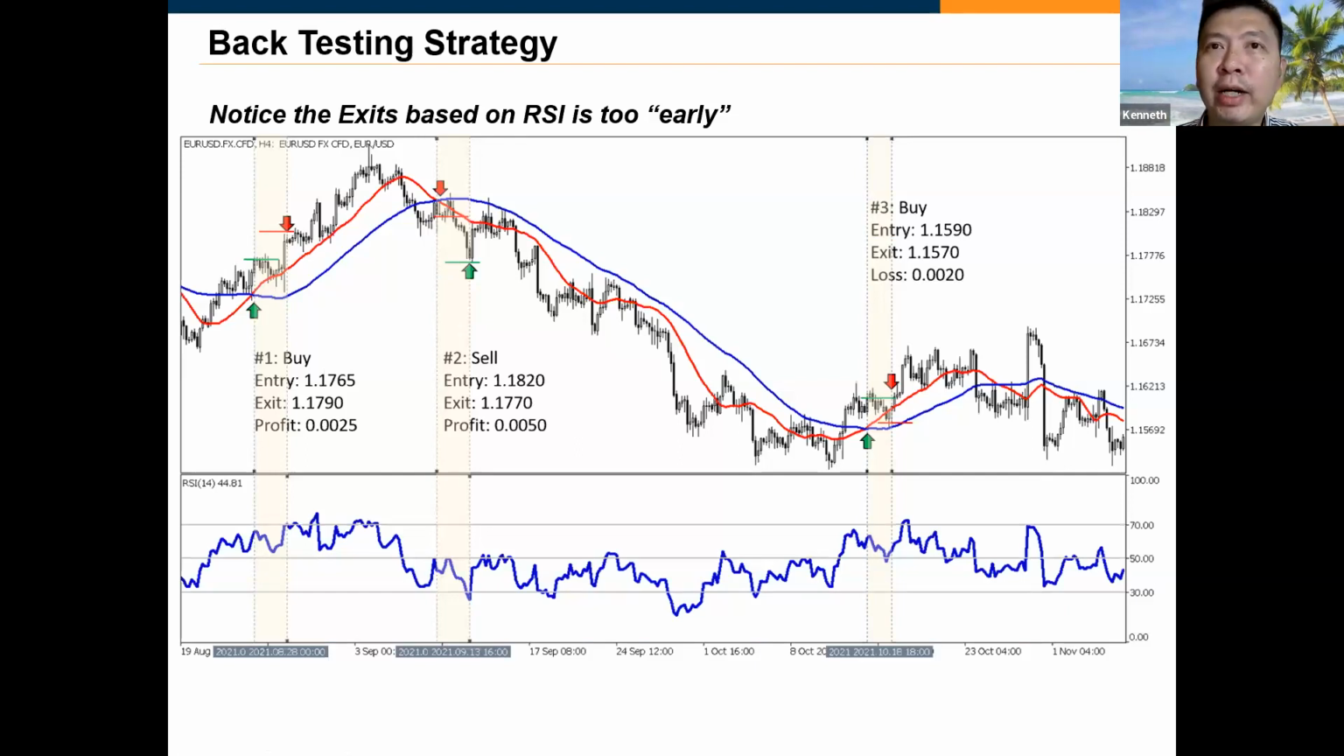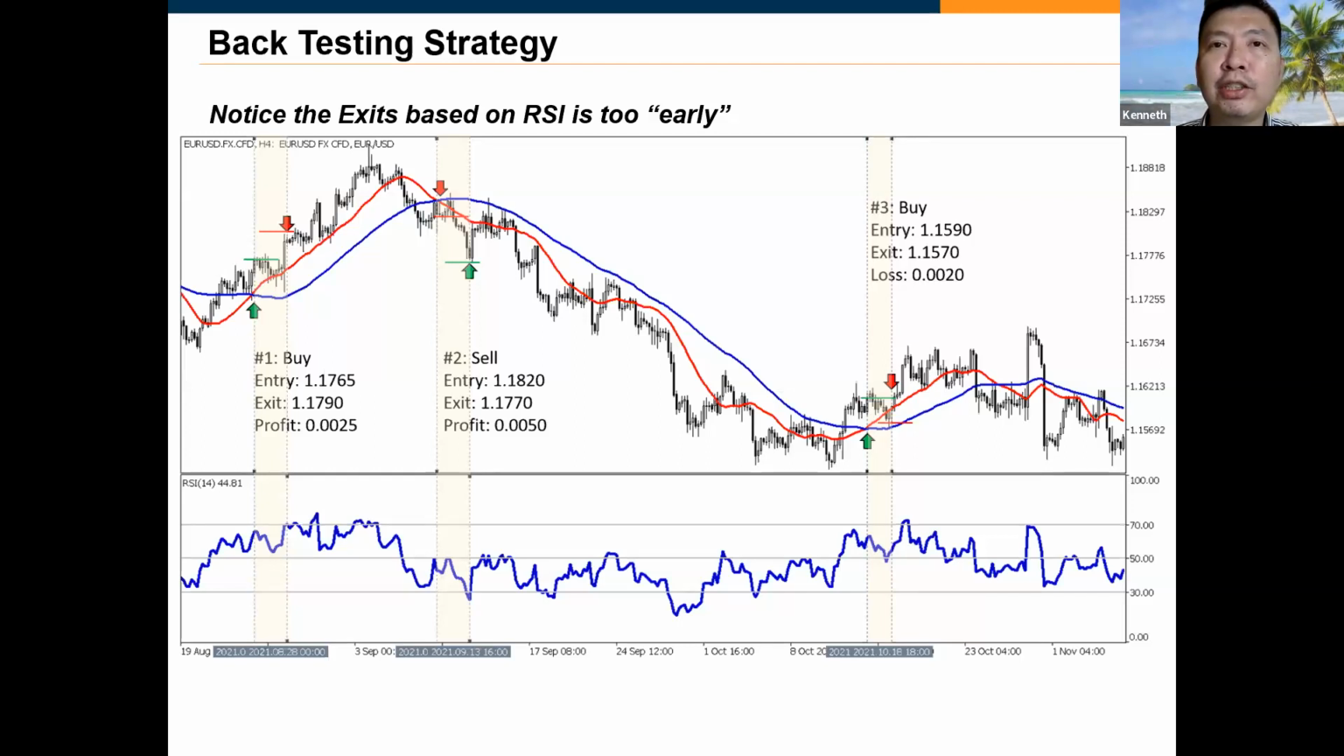Now for #2 identified, a sell is signaled with an entry at 1.1820 when the SMA crossed over from above. The exit would be when the RSI reached oversold levels below 30, as you can see, and the exit was established at 1.1770. And this could have made 50 pips.